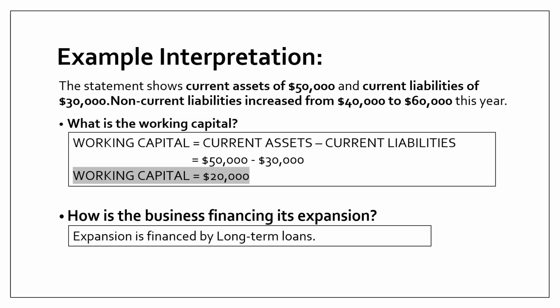Working capital is current assets minus current liabilities. Current assets are 50,000 minus current liabilities of 30,000. Hence, the working capital is 20,000. Second question: how is the business financing its expansion? Expansion is financed by long-term loans.